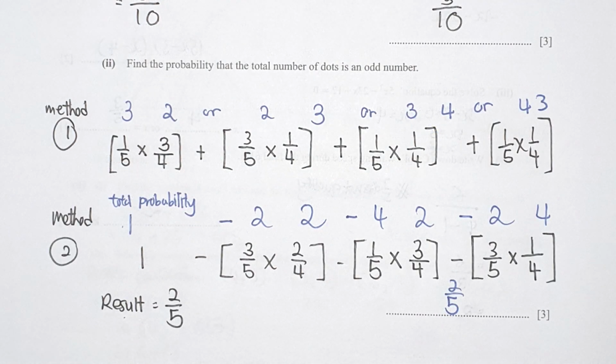As for part 2, I actually listed down two methods for you to solve this. Method 1 is to list down all the possible combinations that when they add up is an odd number, which is (3, 2), (2, 3), (3, 4) or (4, 3). The other alternative solution is taking the total probability minus all the conditions where it will form an even number, which is (2, 2), (4, 2) and (2, 4). Personally, I would choose method 2, but it's an open option for you guys. Just choose whichever you are more comfortable with. So the final result after the calculation should be 2 over 5.